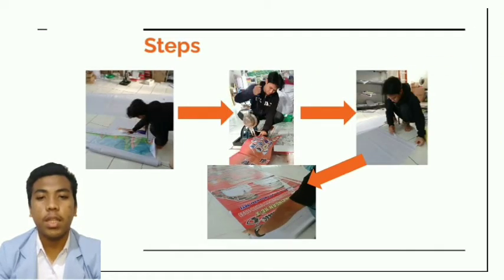Cut the flexi material that has been printed according to the pattern that has been made. Then proceed to the gluing stage on the edge of the banner that has been provided. After that, add eyelets as desired. Finally, fold the banner until it's neat. Then, the banner is ready to use.